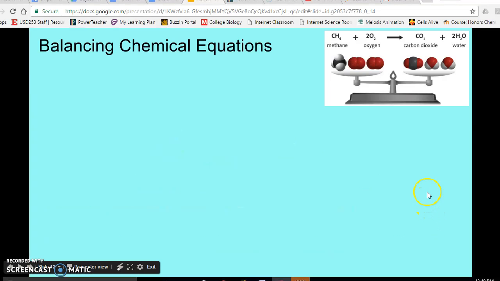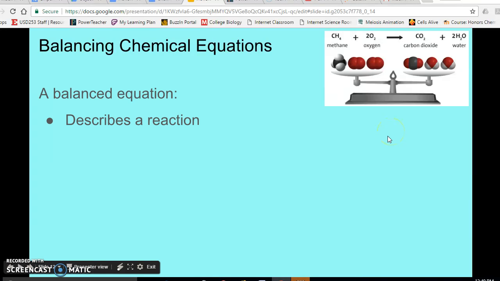So when you balance a chemical equation, just like it shows you up here, you want everything to be the same on both sides. So you want your number of atoms for each element to be the same on both sides of the equation, which is why you'll see coefficients like the coefficient in front of oxygen or the coefficient in front of water to make it balanced.